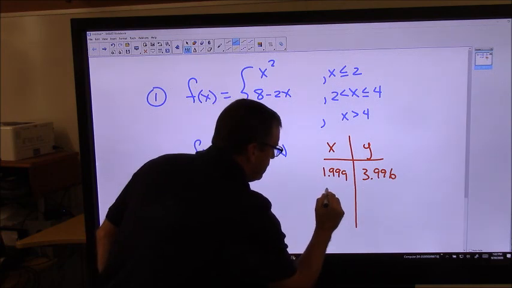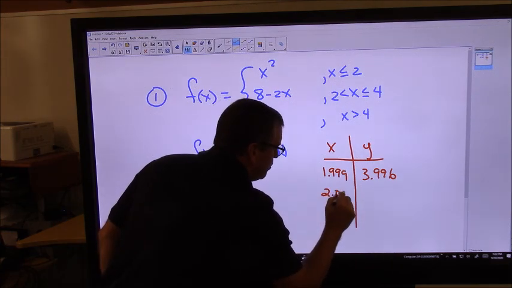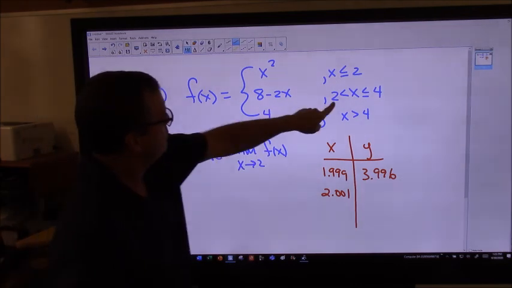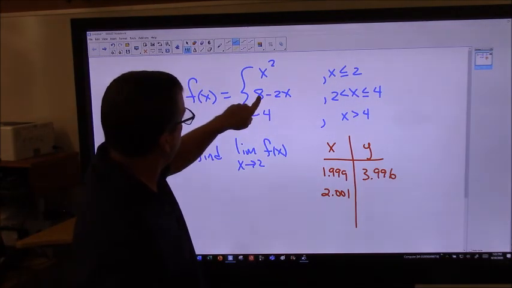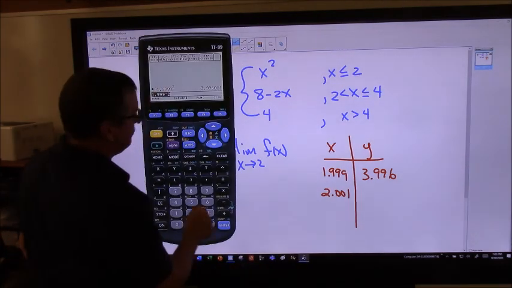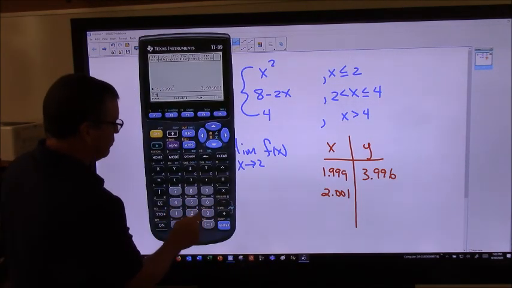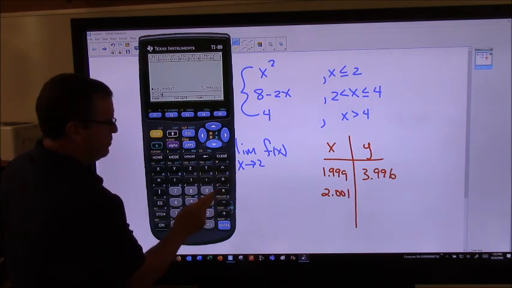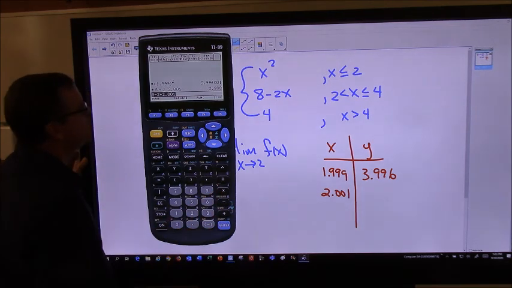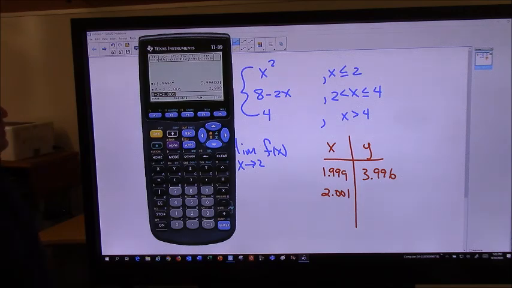And then if I plug in a number slightly larger than 2, 2.001. Now since I'm in this range of values, I've got to plug it into this piece. So again, I'll go back to the calculator. I've got 8 minus 2 times 2.001. And I get 3.998.